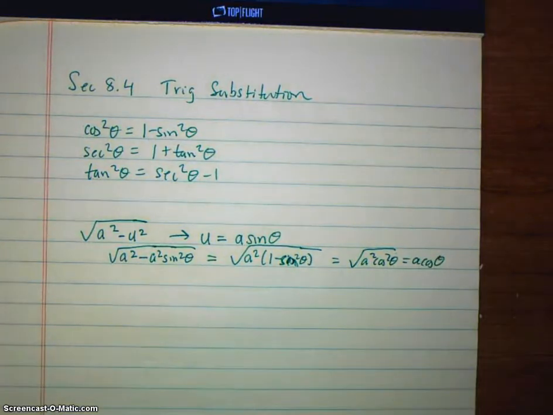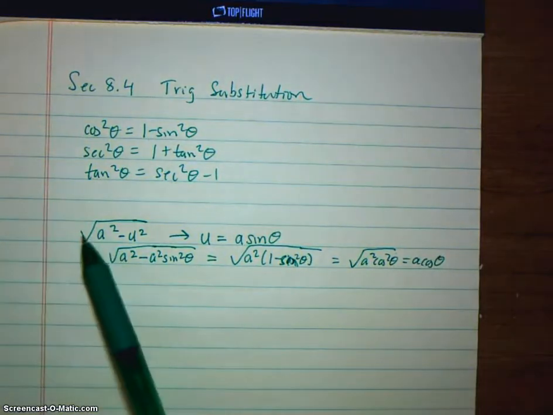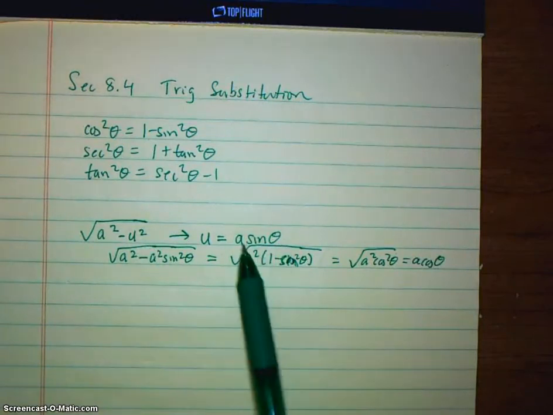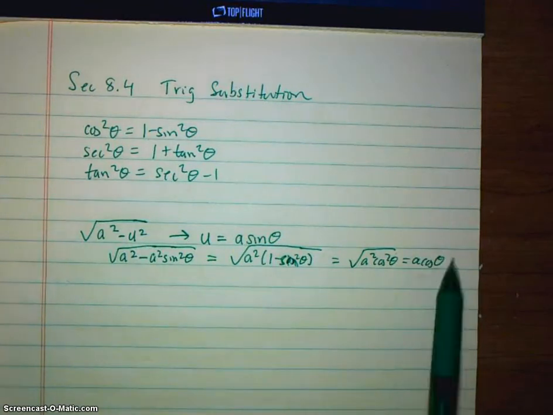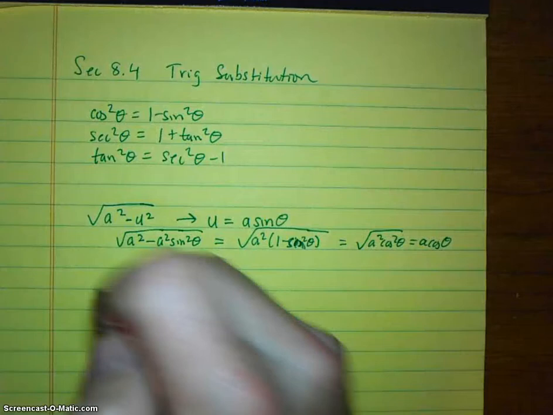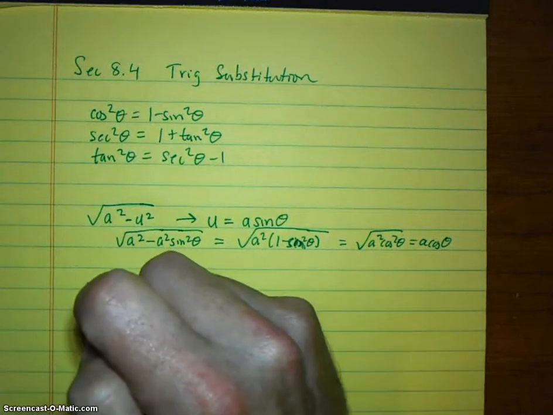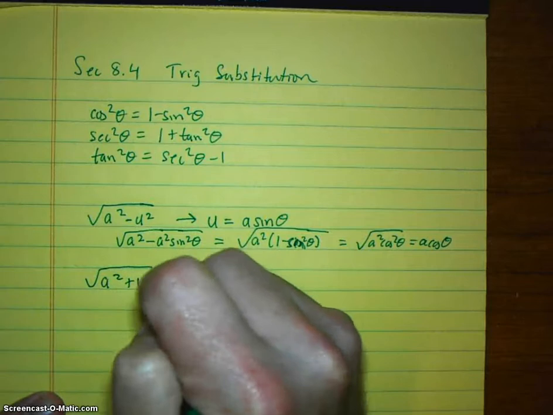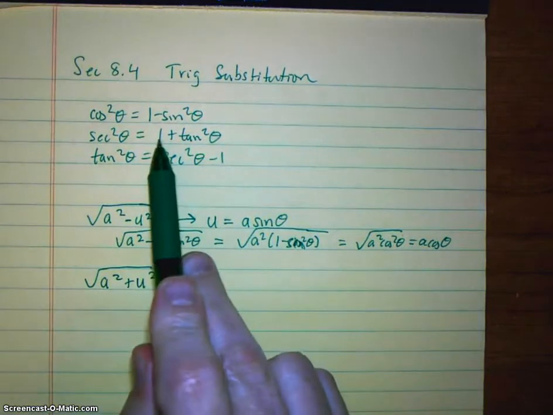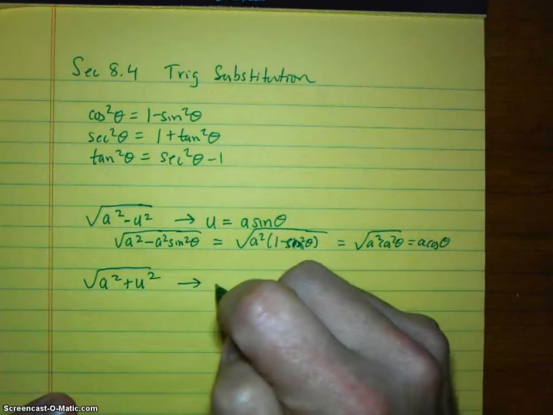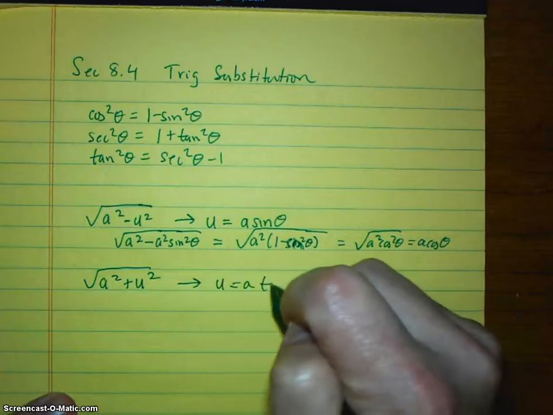So this is the whole idea behind trig substitution. We're starting with square roots and squares. We're going to make a substitution to make the square root and the squares go away. Okay, the other two are similar. If you have square root of a squared plus u squared, then in this situation, u is going to be a tangent theta.